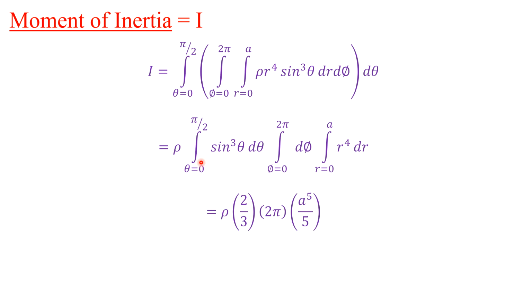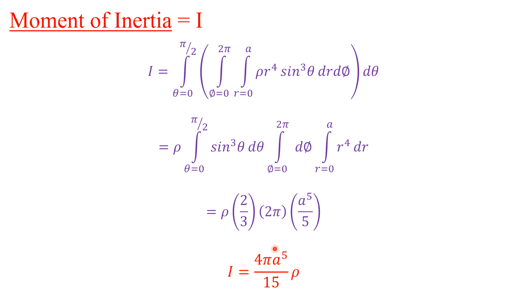After solving this, we get rho times, for this integration, theta varies from 0 to pi by 2 sine cube theta d theta. Here we can apply the reduction formula and we'll get 2 by 3. Now this is a simple integration of 1 d phi, which will be phi, with limits from 0 to 2 pi, so it will be 2 pi. Integration of r raised to 4 will be r raised to 5 upon 5, and with limits of r from 0 to a, it is a raised to 5 upon 5. So the answer is 4 pi a raised to 5 upon 15 times density.